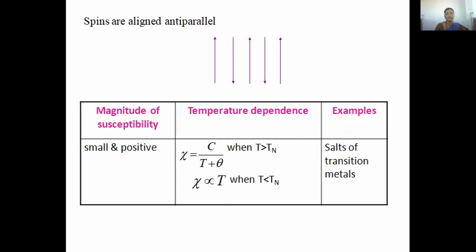Spins are aligned anti-parallel. This is how the arrangement of spins is in antiferromagnetism. Magnitude of susceptibility is small and positive. Temperature dependency is chi equals C by T plus theta when T is greater than TN, and chi is almost directly proportional to T when below the Néel temperature. Examples: salts or transition metals.